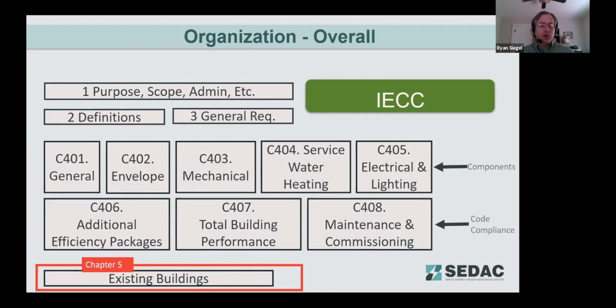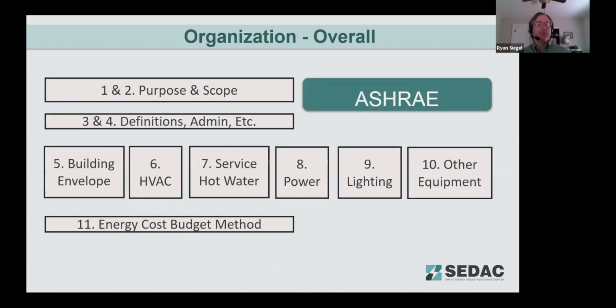As far as the organization, just a real brief look at the IECC. The front end is setting up the code, the purpose, and the scope, then getting into definitions and general requirements. And then chapter 4 is really our meat and potatoes for the IECC. And chapter 5 is where the IECC places existing building requirements, so the IECC puts existing buildings as a separate chapter.